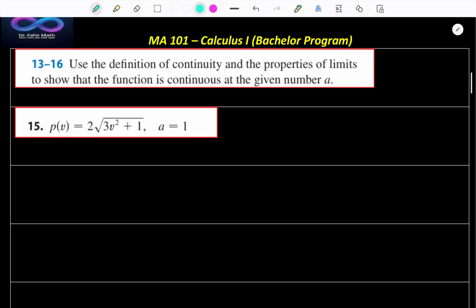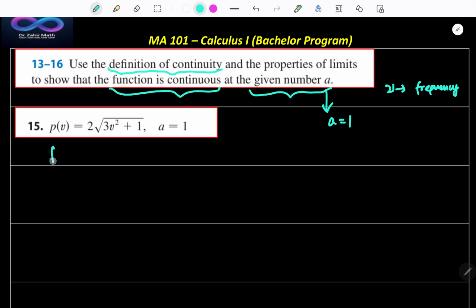Let's go to the second question. Use the definition of continuity. Again, use the definition of continuity to show that the function is continuous at the given number A. What is your number A? It is 1. Actually, you will find it difficult using nu. Nu is the frequency symbol, you know. This is not V. So let me write this question as f of x equals 2 times (3x square plus 1) and A is equal to 1. No problem. You can write it in x, nothing wrong.